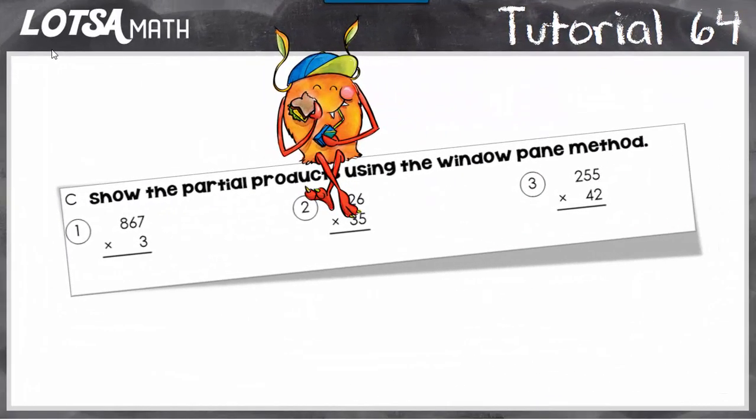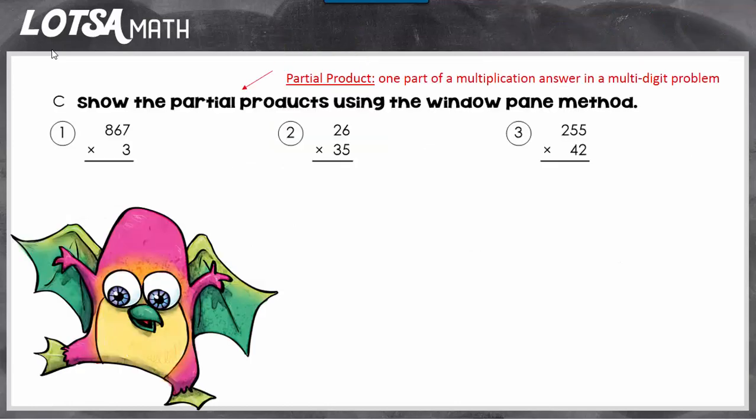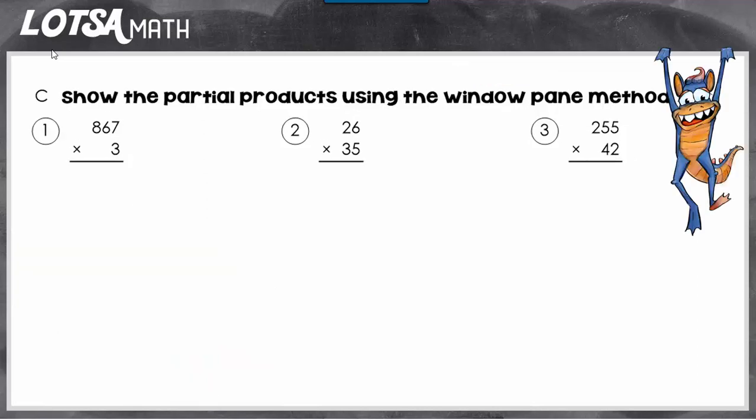For these problems, you're going to show the partial products using the Windowpane method. A partial product is just one part of a multiplication answer in a multi-digit problem. And the Windowpane method is just a popular way of showing the partial products. So let's look at some examples.